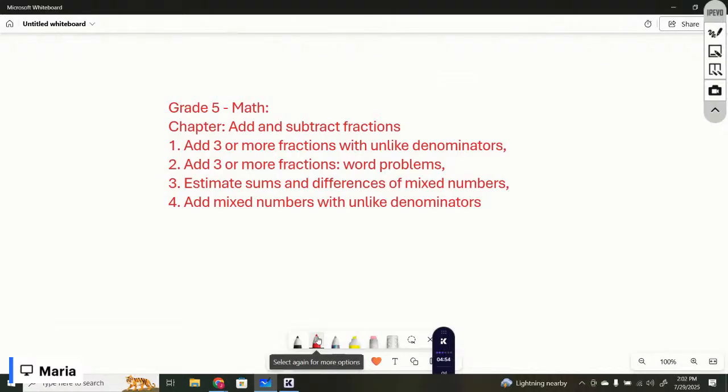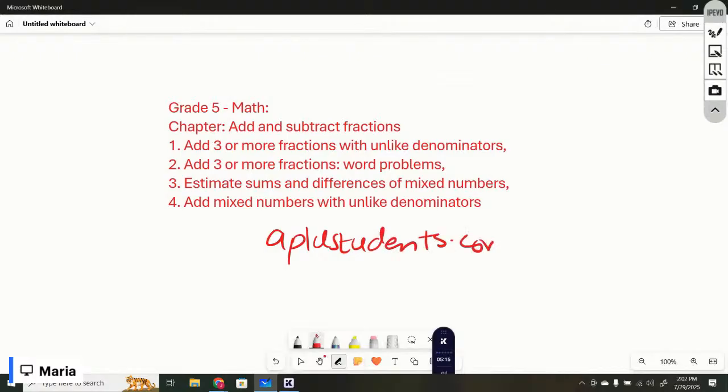You have to log in there using your email address and password as provided by the administrator. Then you have to select math from the subject tab. Scroll down to grade 5 math and then click on view all lessons. There you can find the list of the chapters.